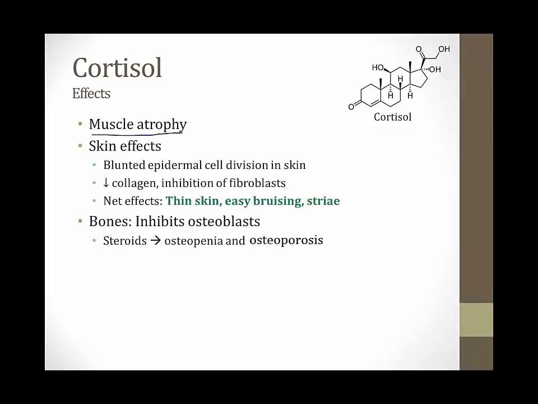So muscles can atrophy from chronic exposure to cortisol. In the skin, there is blunted epidermal cell division and decreased collagen, as well as inhibition of fibroblasts. The net effect is that patients with chronically high cortisol levels classically develop very thin skin. They bruise easily, and they can develop these purple stretch marks on their abdomen called striae. The striae are blood vessels in the dermis layer that you can see because the skin has become so thin.